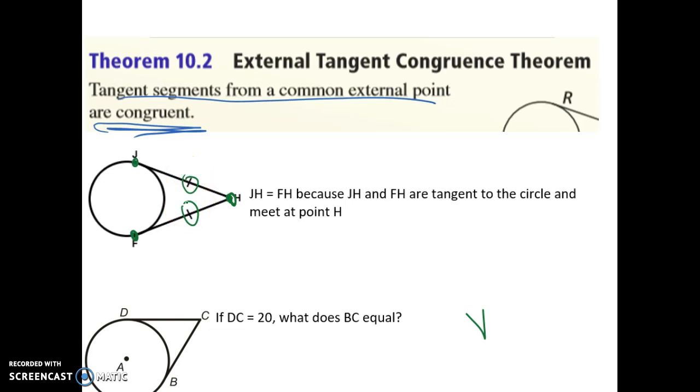So for example, if DC was 20, BC would also have to equal 20. And I could, if I wanted, put in an equation, like I could say that DC equals x plus 5, and BC equals 2x plus 12, and you would have to figure out what the value of x is. Two very common problems you'll see.